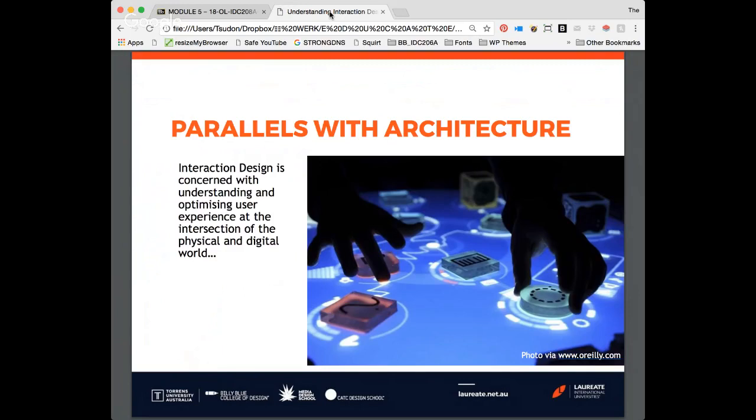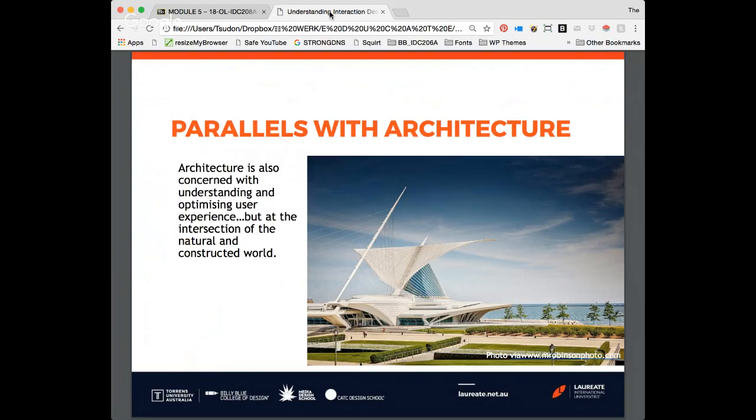So where interaction is predominantly concerned with understanding and optimizing user experience at the intersection of the physical and digital world, architecture is predominantly concerned with optimizing the experience at the intersection of the natural and the constructed world.